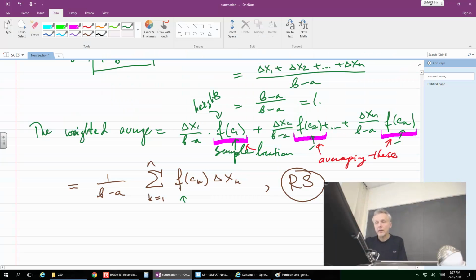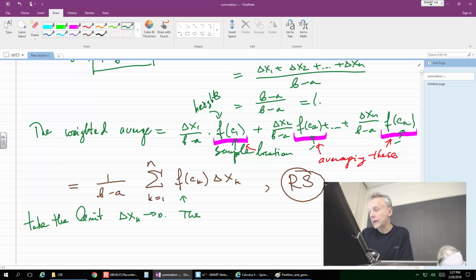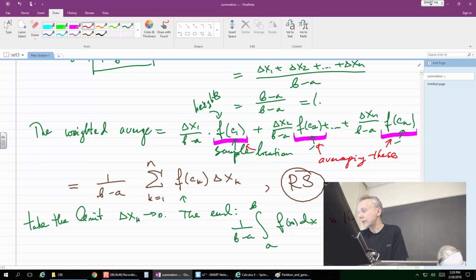And then the next step is to take the limit, with all the delta x_k going to 0 and n going to infinity, and the end result is the Riemann integral from a to b, 1 over b minus a, and this is still f of x dx. So this is called the average value of f over the interval [a, b].